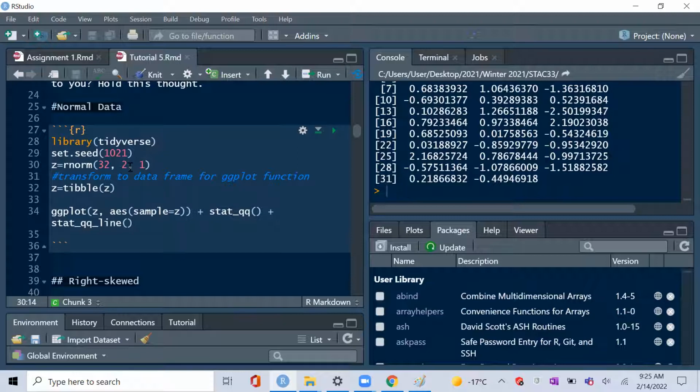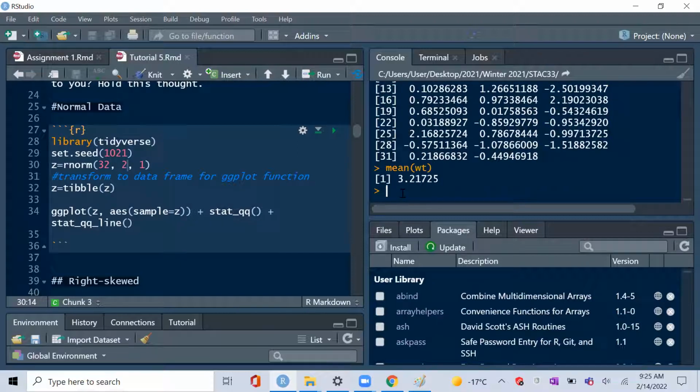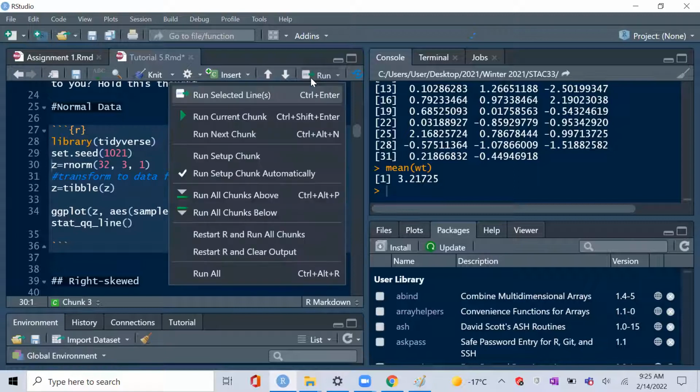So I picked a mean of 2 and a variance of 1. Probably I should have picked 3 because the actual mean for weight is 3. So if I look at the mean of weight, it's like 3, right? So probably I should change to 3. Anyways, let's run that and see what we get.